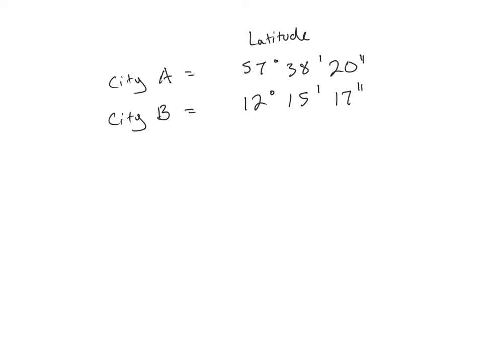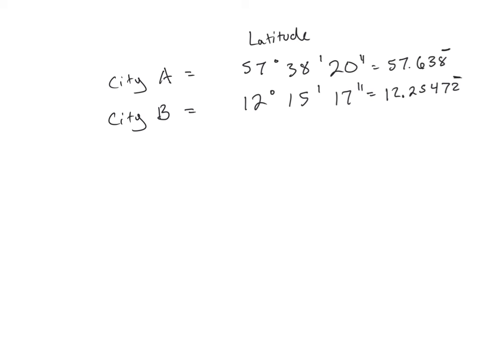So for city A, I got 57.88 repeating. City B, 12 degrees, 15 minutes, 17 seconds, and this gives me 12.2547, and 2 repeating in terms of city B.